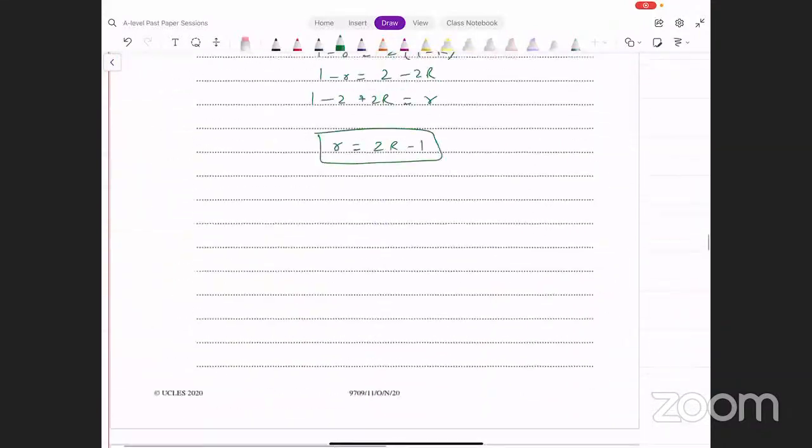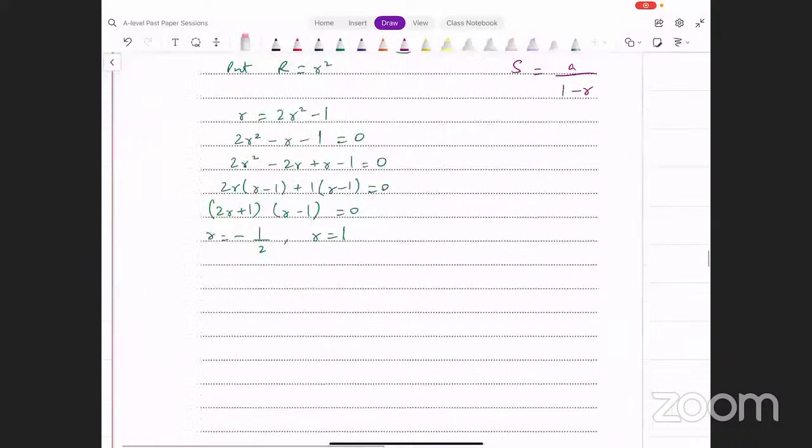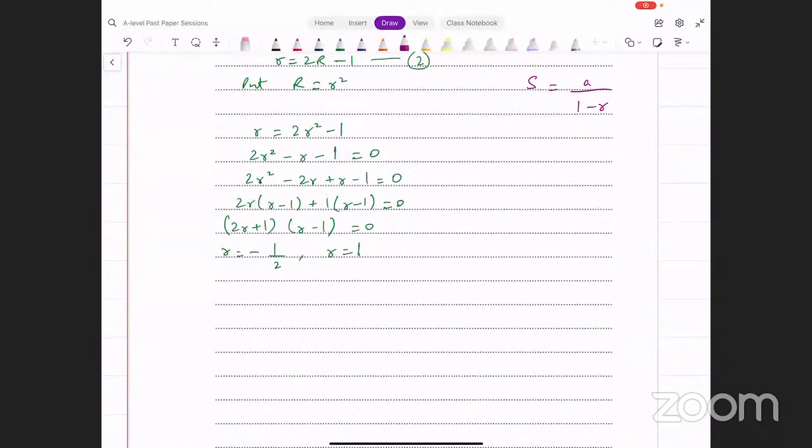R क्या हो सकता है यहाँ पे? उसने कुछ दिया हुआ हमें. अच्छा, R की कोई कंडीशन तो नहीं दी हुई, लेकिन sum to infinity exist करता है ना इसका. Sum to infinity कब exist कर सकता है सर? Remember the condition for that. Sum to infinity exist करने के लिए जो ratio होती है वो -1 और 1 के दरम्यान में होनी चाहिए. Otherwise sum to infinity exist नहीं करता. तो ये तो possible नहीं है. R equals 1 नहीं हो सकता.